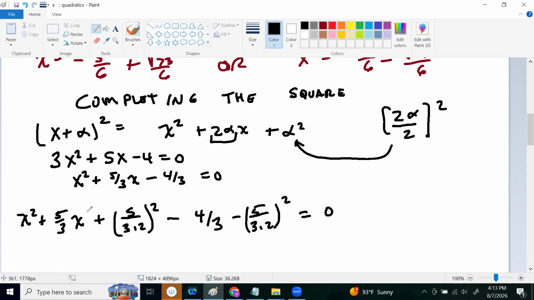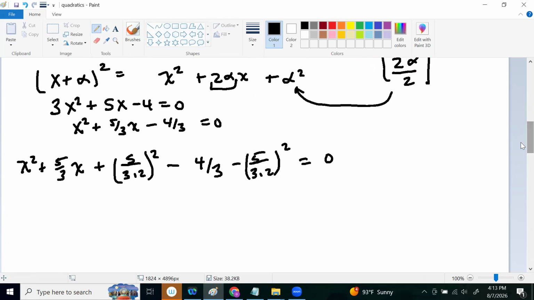So I added 5/3. I divided by 2, squared it, added it, but then I had to subtract the same thing, so I didn't change anything. So what does this mean? Well, what this means is this is now by design a perfect square. This is now x plus 5/6, because that's what 3 times 2 is, quantity squared.